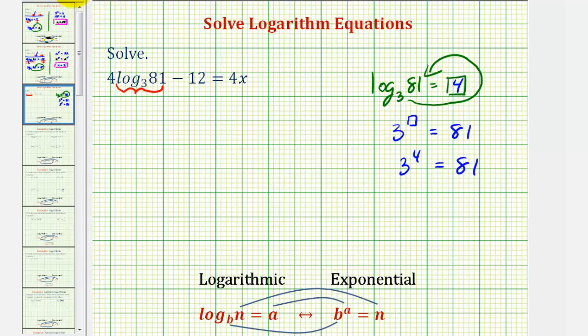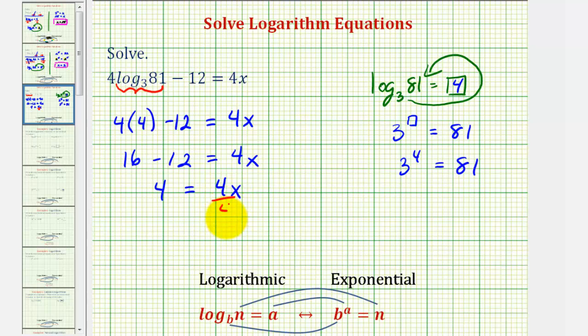That would give us 4 times 4 minus 12 equals 4x. Well, 4 times 4 is equal to 16. We have 16 minus 12 equals 4x. 16 minus 12 is equal to 4, so 4 equals 4x. Finally, to solve for x, we would divide both sides by 4. We can see we get the same solution, x equals positive 1. So because the variable is not in the logarithm, we can actually evaluate this logarithm first. If this logarithm didn't come out to a nice value, we could always use the change of base formula to evaluate this logarithm. I hope these examples were helpful.